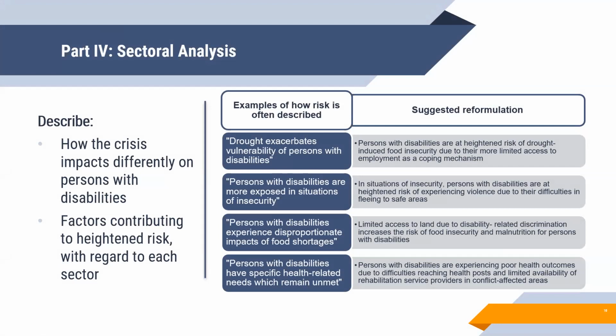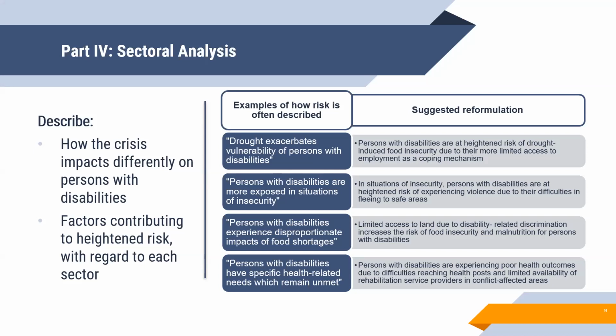So in the fourth part, which is the sectoral analysis, it's very important to understand and describe two things. First, how the crisis impacts persons with disabilities differently. For example, if you are talking about the education sector, WASH sector, protection sector, or any other sector, you need to understand from the point of view of this sector or cluster how the crisis impacts persons with disabilities in a different way. And what kind of factors contribute to increasing this risk for persons with disabilities.